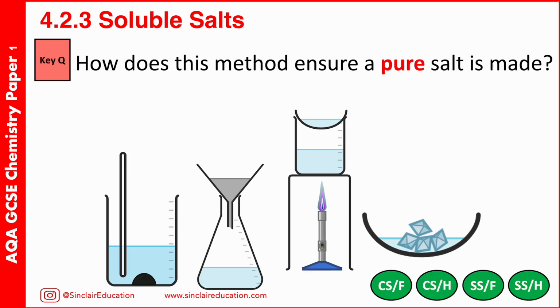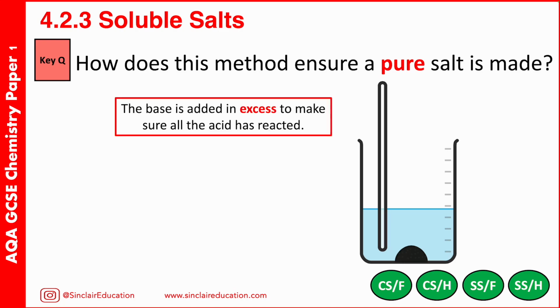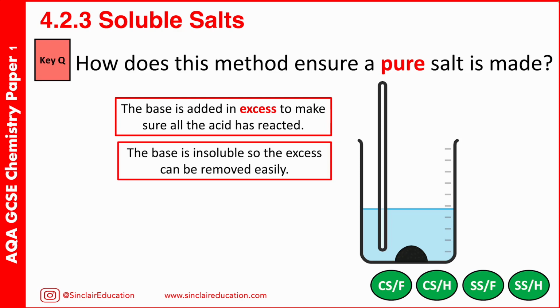One thing that might happen is you might be asked to explain how we make sure this is a pure salt, in that we just get the salt that we want to make and nothing else in there. So the first thing is about the fact that base is added in excess. This ensures that all the acid must have reacted. Now we add the base in excess because we can filter this out at the end, while if we had too much acid left over, you wouldn't be able to remove it because it's soluble. So the base is added in excess to make sure all the acid's reacted.